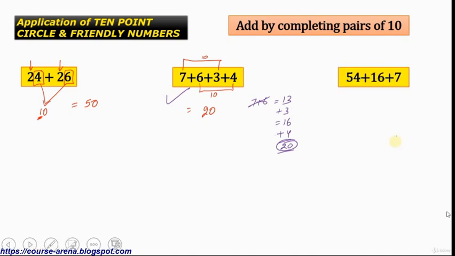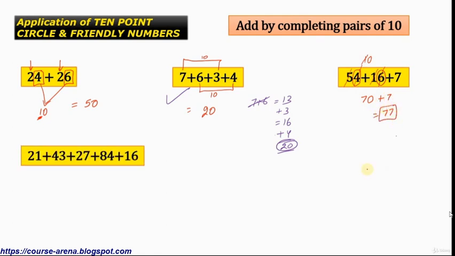Now let's move on. Next question is 54 plus 16 plus 7. So here again 4 and 6 are friendly numbers. So 4 and 6 will add together to give us a 10. So this one will be added to 1 and 5 which will give us 70 plus 7. So the answer would have been 77.